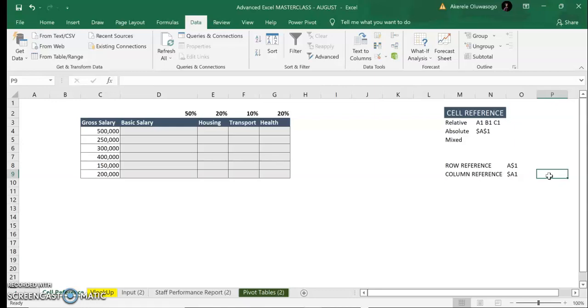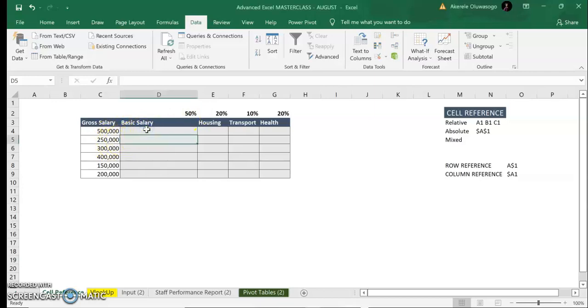So let's put it in practical now and see what I've explained. If you look at this example extract from payroll, I have my gross salary from 500,000 naira to 200,000 naira. We want to find the way they structure the salaries. Basic salary is 50%, housing is 20%, transport is 10%, and health is 20%. We want to find all the percentages of this gross salary.